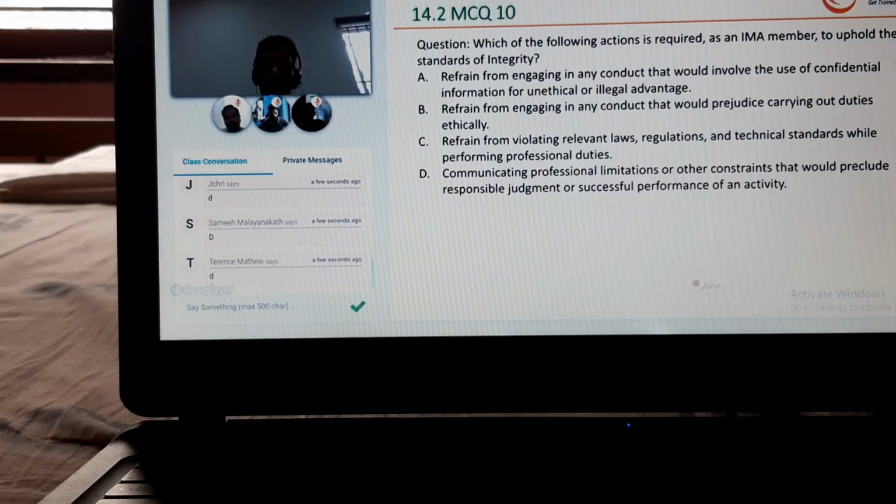And the last question, question number 10. Which of the following actions is required as an IMA member to uphold the standards of integrity? Go through it and give your answer in the class conversation.